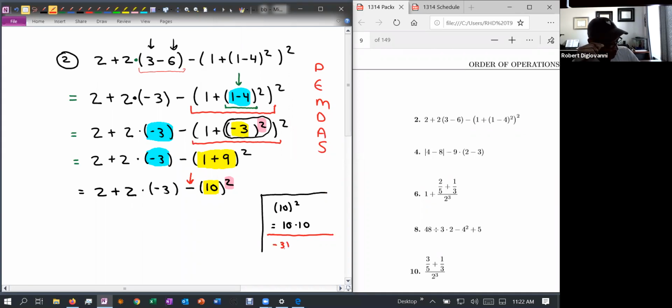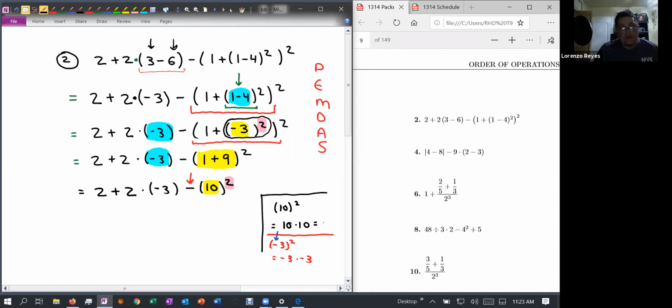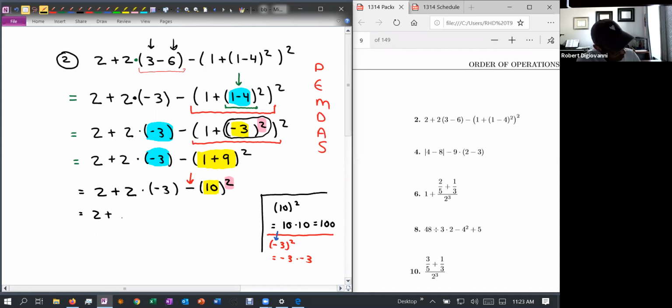So it's not like the one we had earlier. Remember we had -3 squared? That was -3 times -3, and that's because the negative sign was in there with the 3. That's why we had to do -3 times -3. Here, the negative sign is outside the parentheses, and so we're only squaring the 10. And 10 squared is 100. Okay, so here's where we are. 2 plus 2 times -3, and then we still have the minus sign, minus 100.